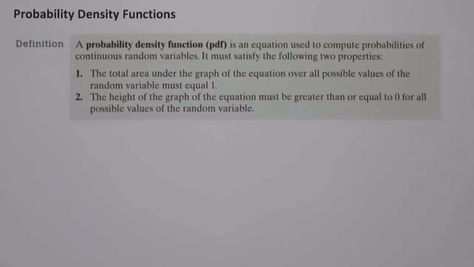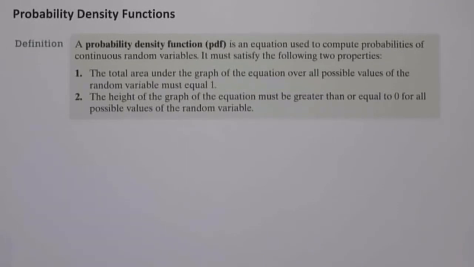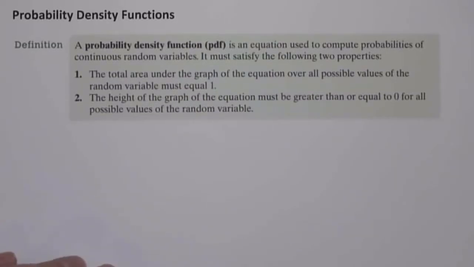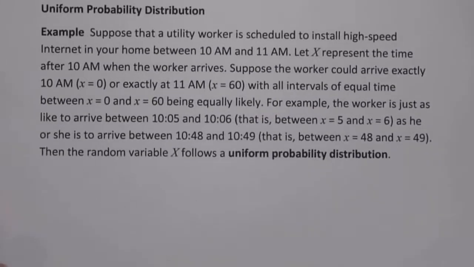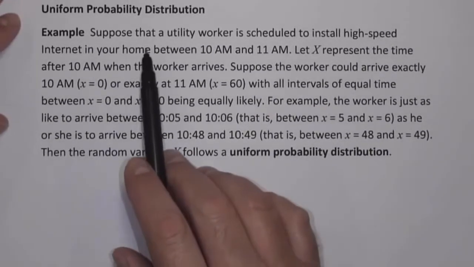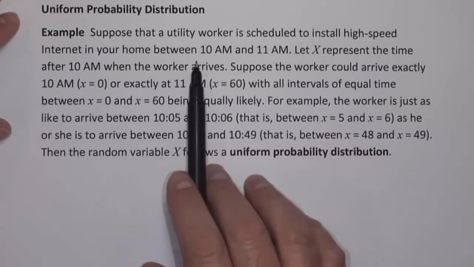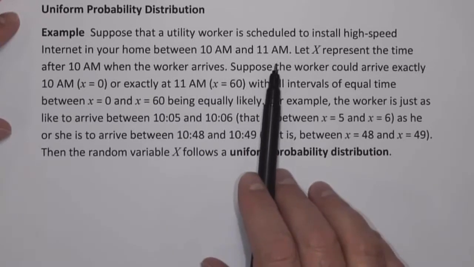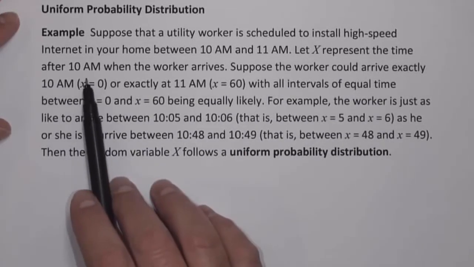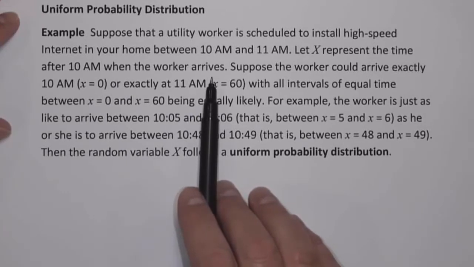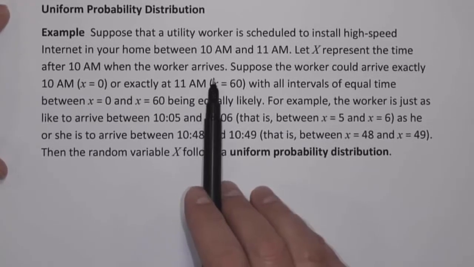So I want to begin by looking at the uniform probability distribution, and so we'll look at that through an example. Suppose that a utility worker is scheduled to install high-speed internet in your home between 10 a.m. and 11 a.m. Let X represent the time after 10 a.m. when the worker arrives. So this is a continuous random variable because the worker could show up at any sort of fraction of time after 10 a.m.